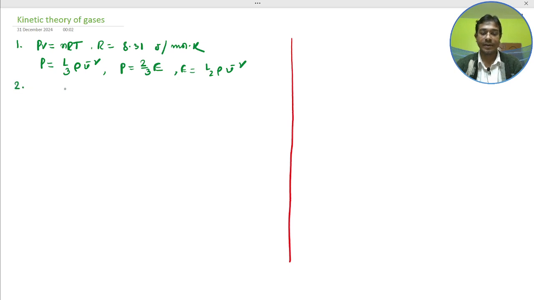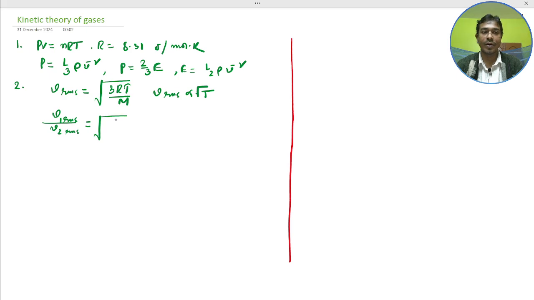Next, the root mean square velocity: v_rms = √(3RT/M), so v_rms is proportional to √T. At temperature T, for two gases of molecular weights M1 and M2, v1_rms / v2_rms = √(M2/M1).